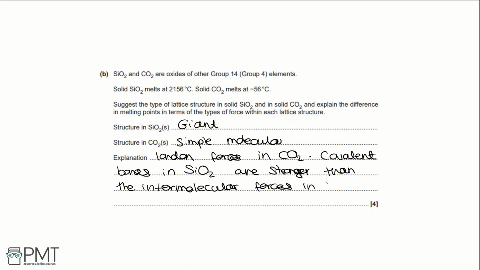So to get the marks for this question, you get a mark for each correct structure. So giant and simple molecular, this gets you 2 marks, 1 for each. And then you get a mark for saying that there are London forces in CO2 and that the covalent bonds in SiO2 are stronger than the intermolecular forces in CO2. This gets you your 4th and final mark. So where the bullet point is, each other bullet point is a mark.